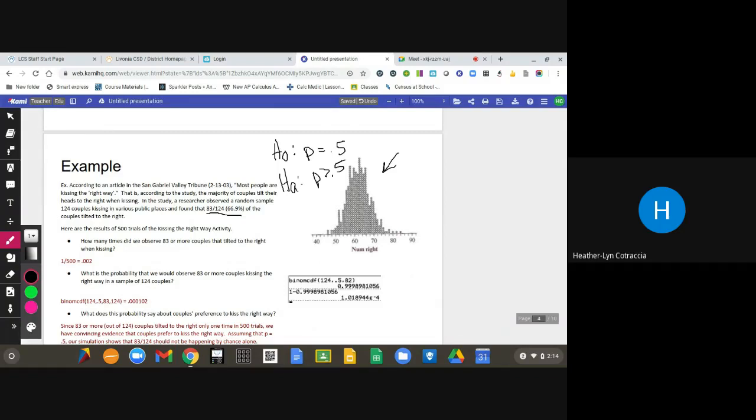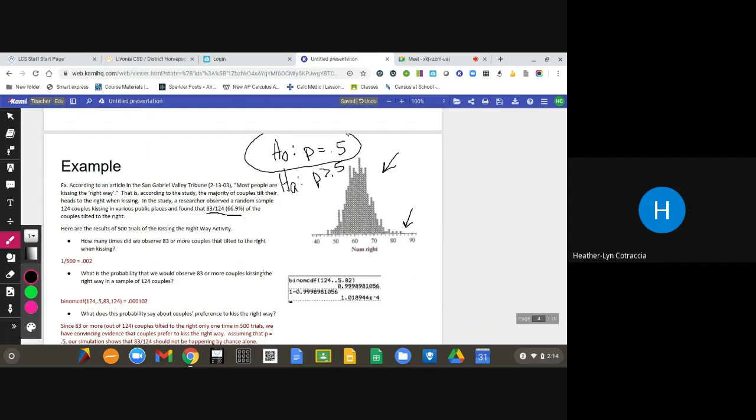And then what we want to do, again, this is a simulation assuming that the proportion is 0.5. So that's why they flipped a coin, because there's a 50-50 chance. Okay, so then they looked over here and they said, after we did these 500 trials, what's the probability that we got 83 or more couples that tilted to the right when kissing? So the only dot is that one right there. There's 1 out of 500, which is a 0.002 probability. Now that is unusual. So let's think about what that means.